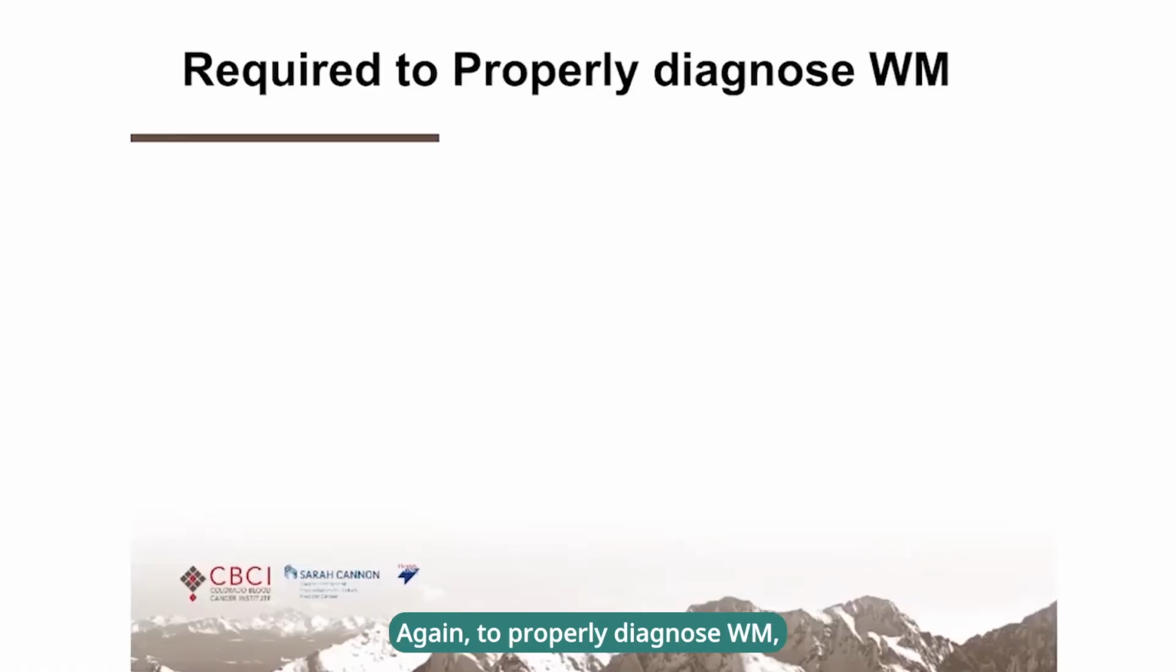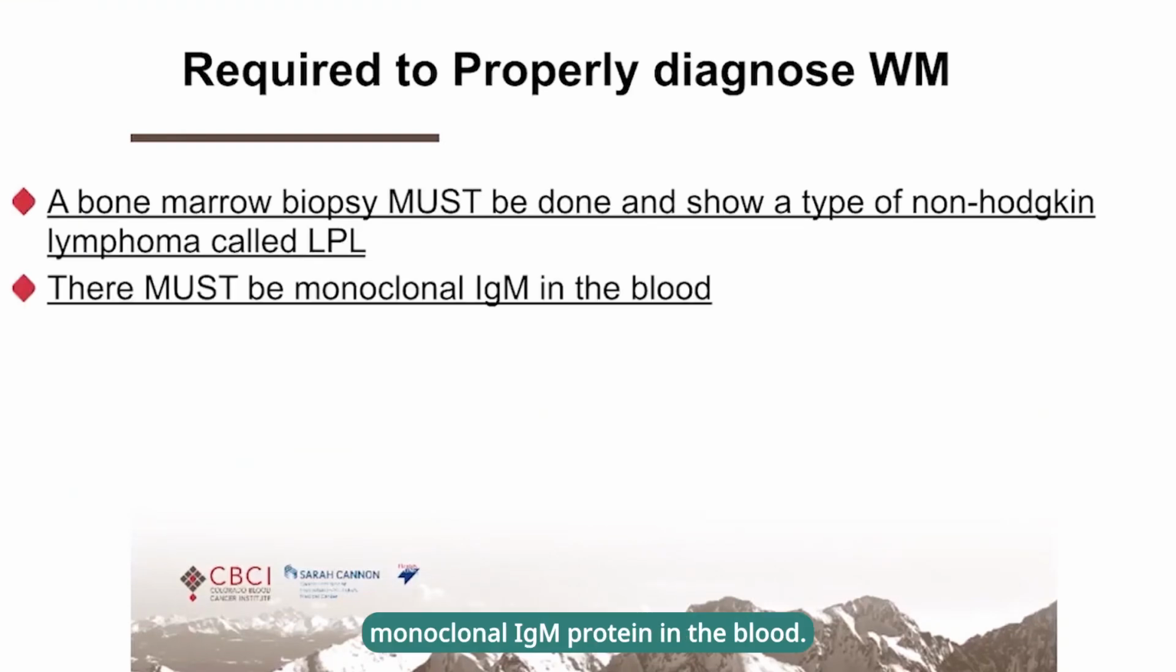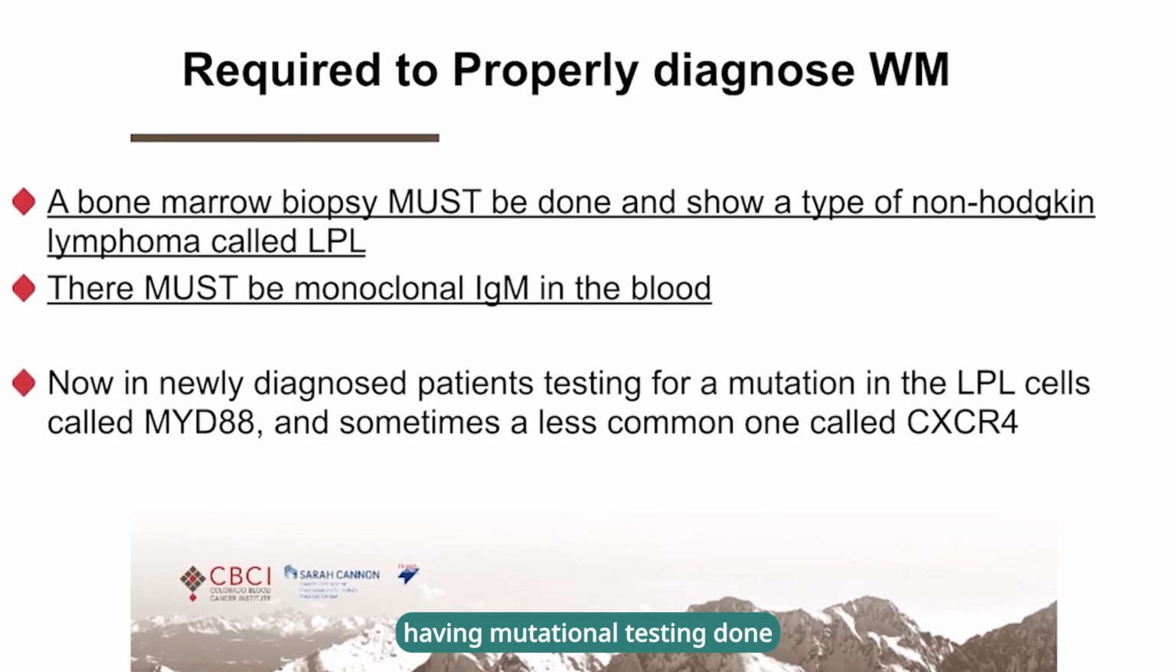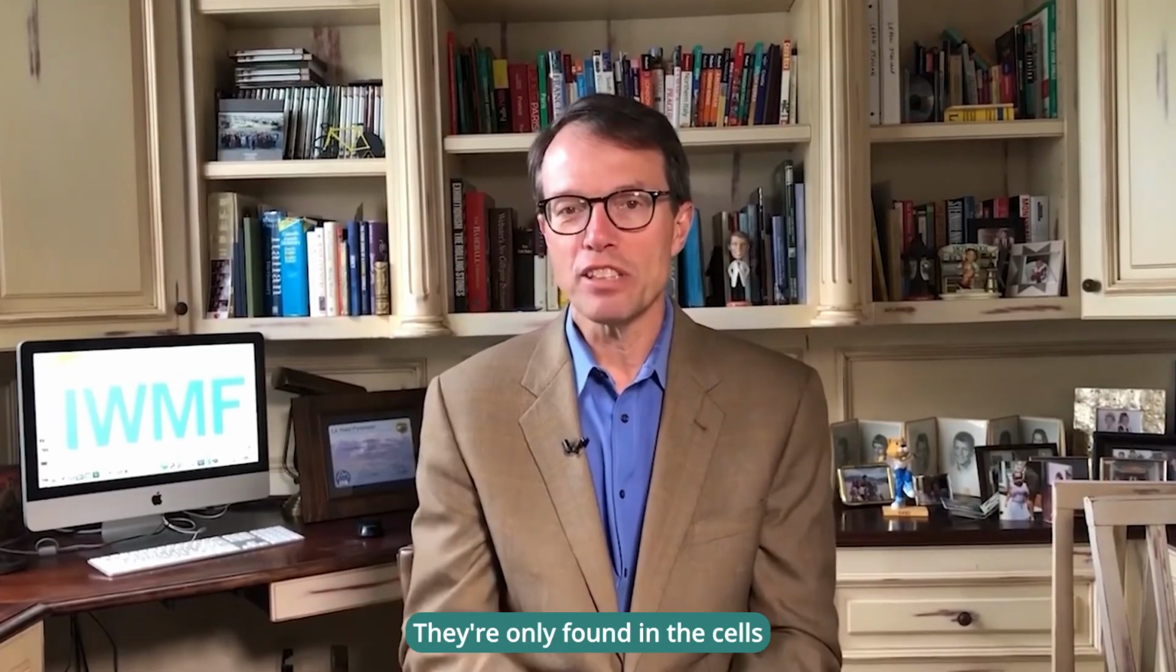Again, to properly diagnose WM, just to pound this point in, a bone marrow biopsy is required and has to show this type of lymphoma called LPL, and you must find monoclonal IgM protein in the blood. Additionally, these days on the bone marrow biopsy, pretty much everyone is having mutational testing done on the bone marrow sample, looking for a genetic mutation called MYD88. And less commonly, there's a second mutation called CXCR4 that can be looked for in testing. These are genetic mutations that aren't found in your normal cells. They're only found in the cells that have turned into the lymphoma, turned into LPL.